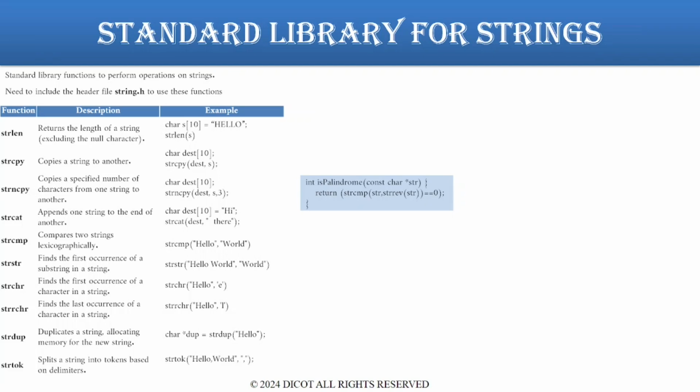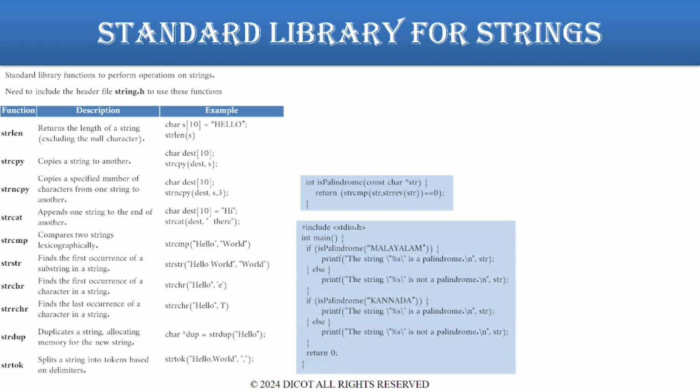Now let's use this function in our program. In this program, the main function calls the function isPalindrome with Malayalam in the first case and Kannada in the second case. For the string Malayalam, the isPalindrome function will return 1 because the string Malayalam is a palindrome. For the string Kannada, the isPalindrome function will return a 0 value because the string Kannada is not a palindrome. The output of this program is: the string Malayalam is a palindrome. The string Kannada is not a palindrome.